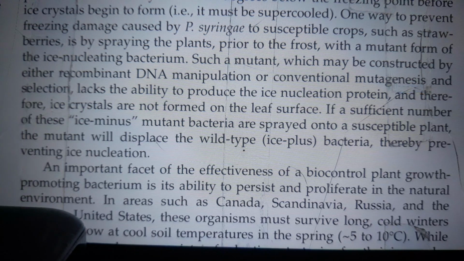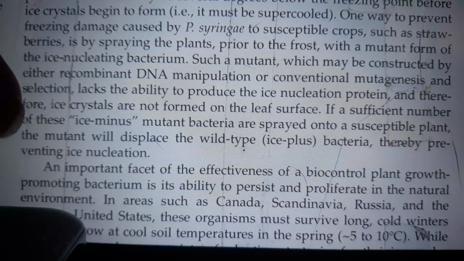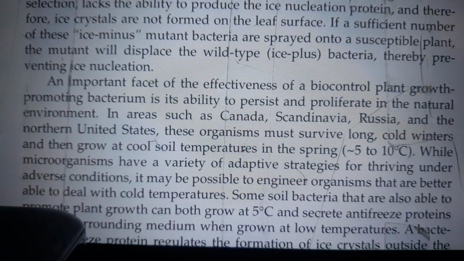One way to prevent freezing damage caused by P. syringae to susceptible crops such as strawberries is by spraying the plant prior to the frost with a mutant form of ice-nucleating bacterium. Such a mutant, which may be constructed by either recombinant DNA manipulation or conventional mutagenesis and selection, lacks the ability to produce the ice-nucleation protein, and therefore ice crystals are not formed on the leaf surface. If a sufficient number of these ice-minus mutant bacteria are sprayed onto a susceptible plant, the mutant will displace the wild-type ice-plus bacteria, thereby preventing ice nucleation.